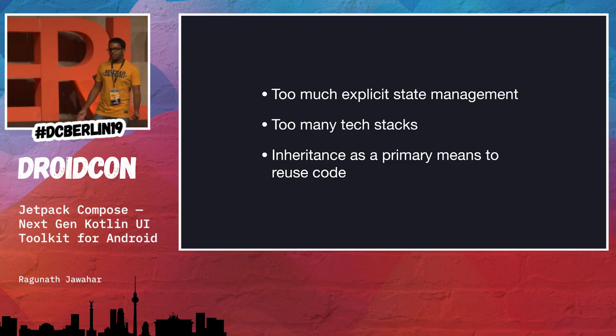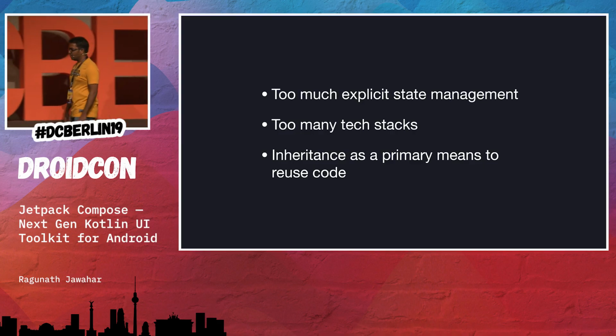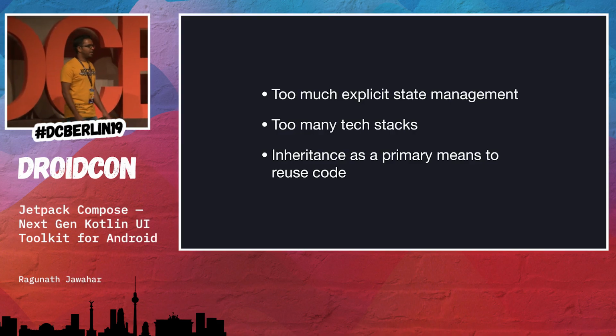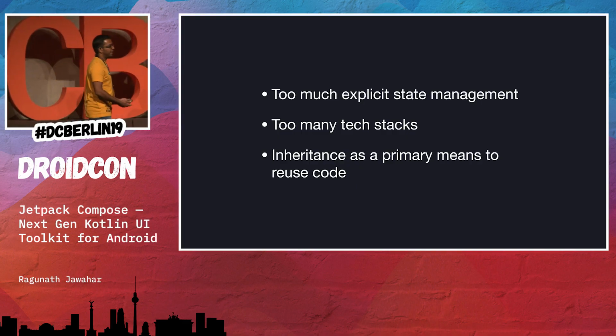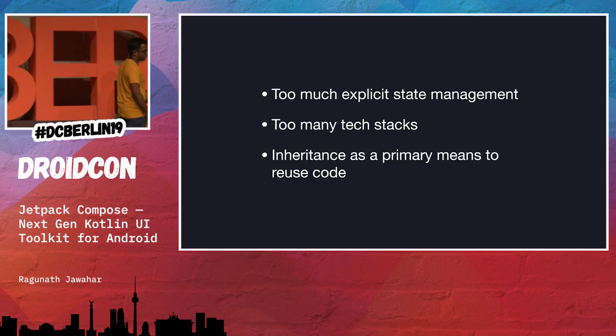And then we use inheritance as the primary means to reuse code in the current UI toolkit, right? So if you have a component and you want to enhance it, you just subclass it. But what if you have two different components and you want to have an enhanced version of the two? Then basically, the inheritance model stops working.